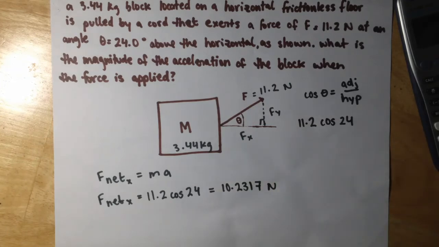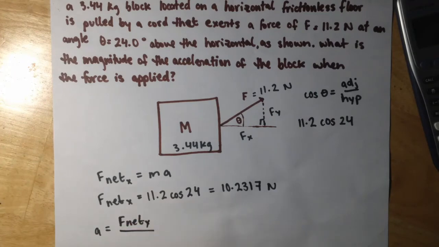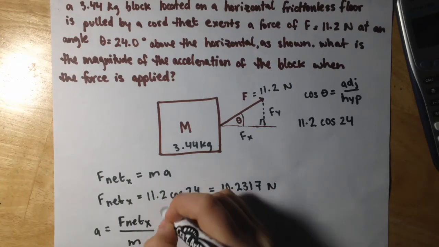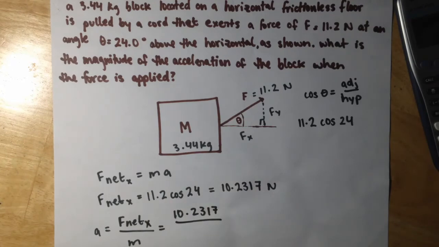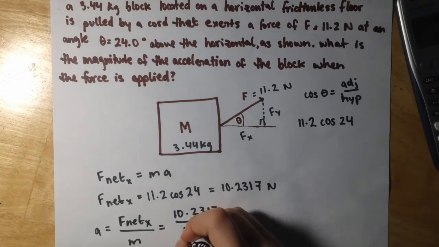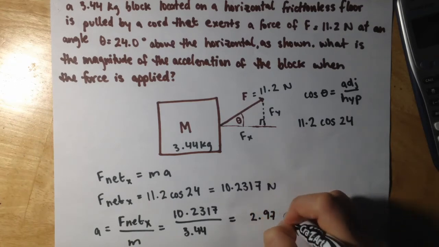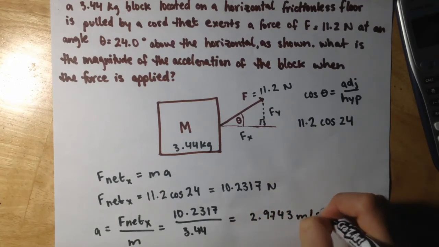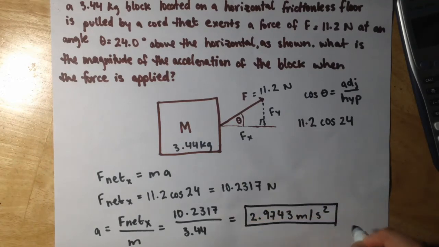So we can rearrange this first equation to solve for acceleration. Acceleration equals F net in the x direction divided by mass. F net in the x direction we found to be 10.2317, divided by the mass, which they told us in the problem to be 3.44 kilograms. And we can just divide that in our calculator to get 2.9743 meters per second squared as the acceleration of the system when the force is applied.